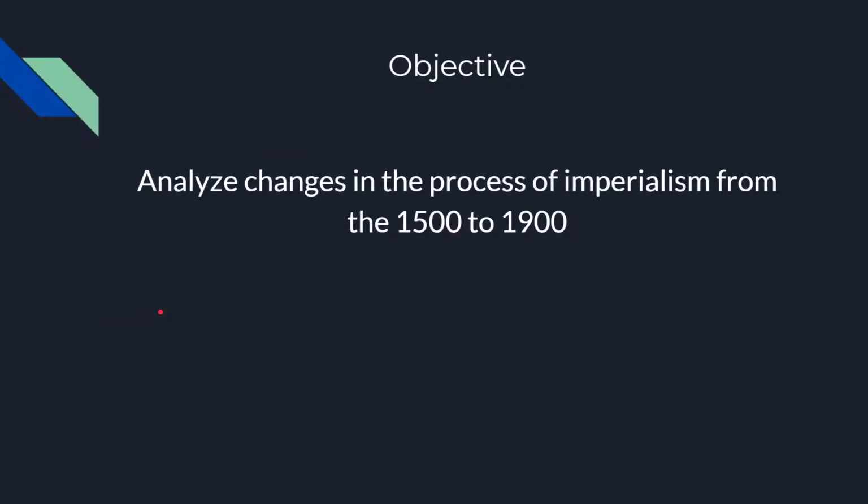Okay, so what is our objective today? Our objective is to analyze changes in the process of imperialism from the 1500s to the 1900s. So how did it change from that era of colonization to the era of the 1900s?